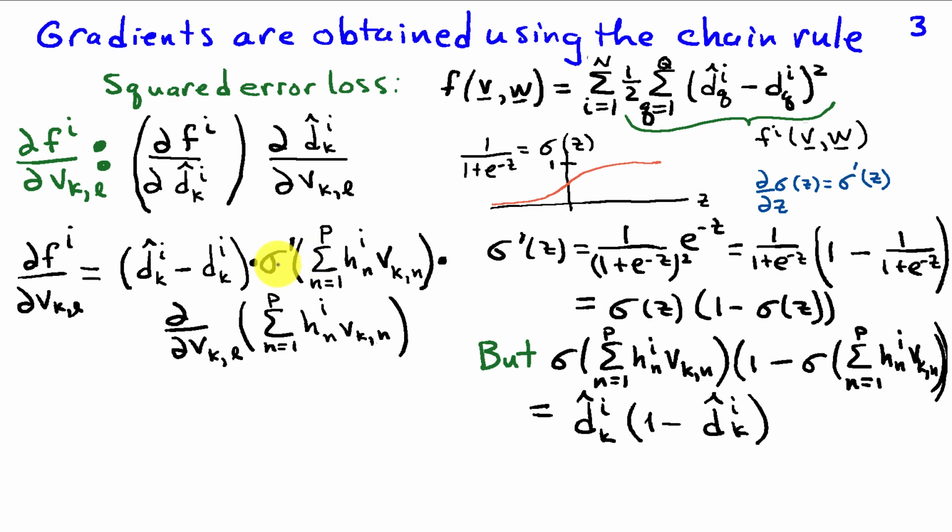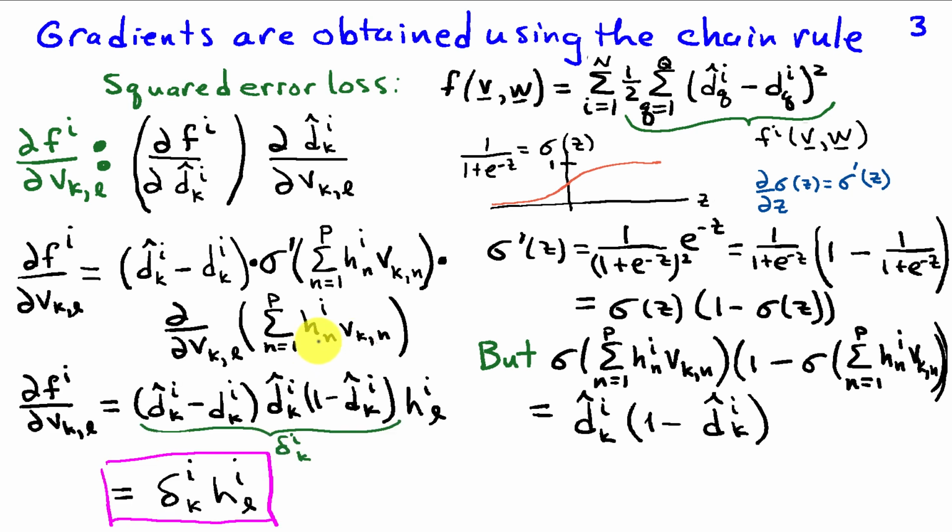So the derivative, sigma prime, takes a very simple form, and the partial with respect to v is also simple here because this is just a weighted sum of the v's, and the derivative is just going to be the corresponding value of h that's applied to this particular v. We've shown now that the gradient of the loss with respect to the weight v sub k comma l is d hat i sub k, the predicted label at the kth output, minus the true label associated with the kth output, times d hat ik times 1 minus d hat ik times the corresponding output of the preceding layer.